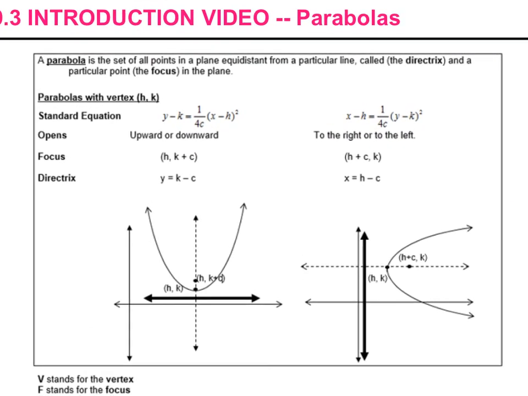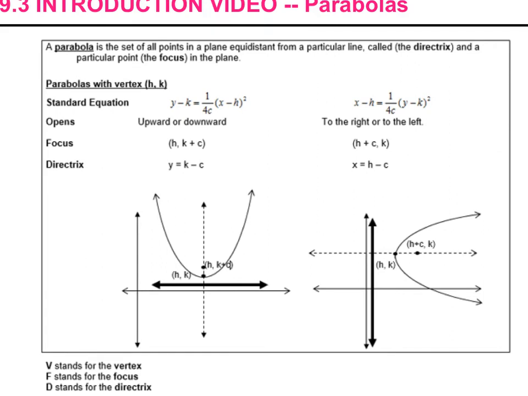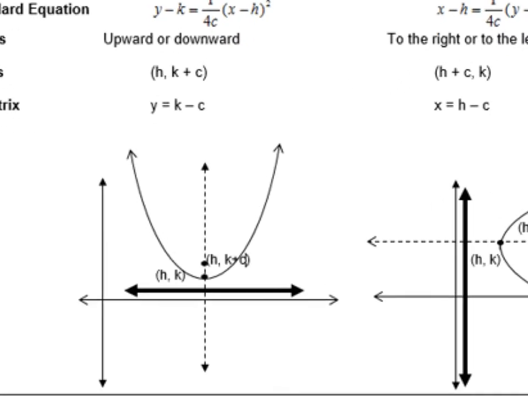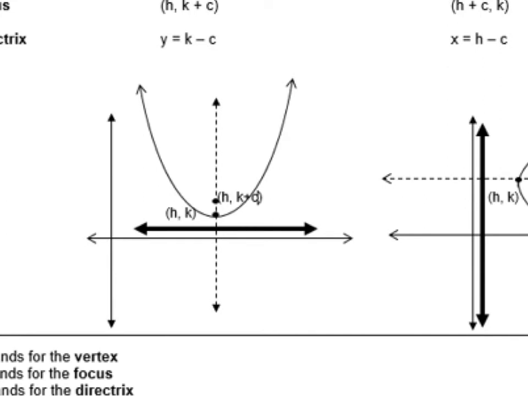So, our definition of a parabola is the set of all points in a plane equidistant from a particular line called the directrix and a particular point called the focus in the plane. So let's zoom in a little bit and take a look at this parabola. The line that they were talking about, the directrix, is this line right here. That's the directrix.